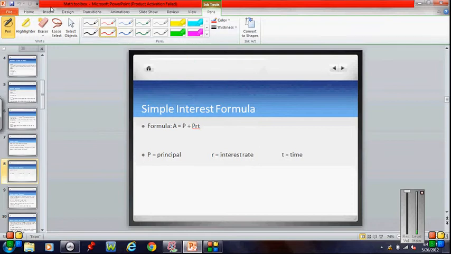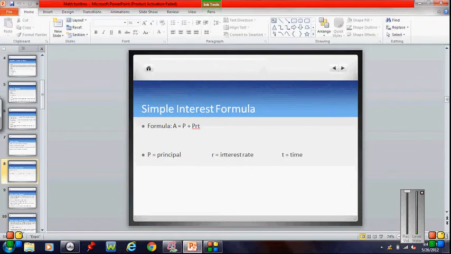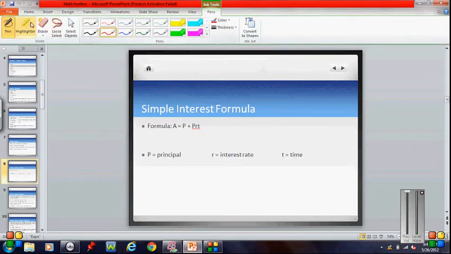Just give it 1 second here. Okay, so you have your interest rate, your principal, and your time. That's really easy. All right, let's move on now.